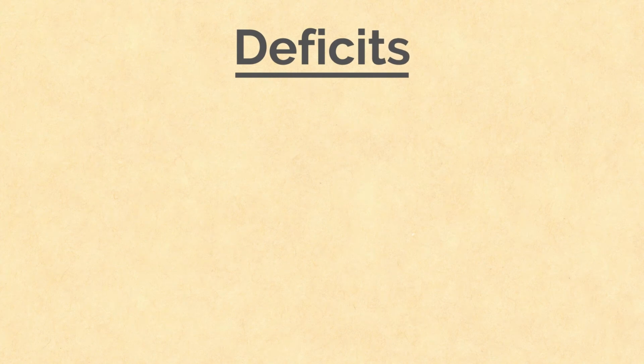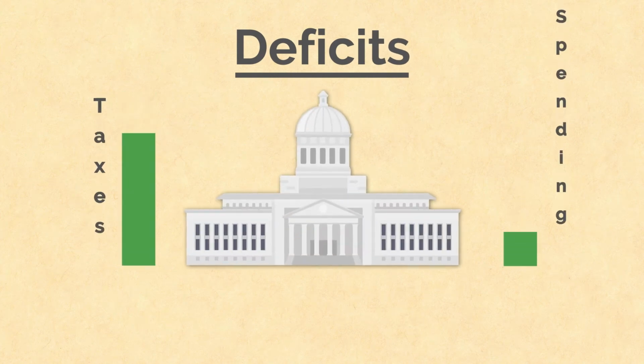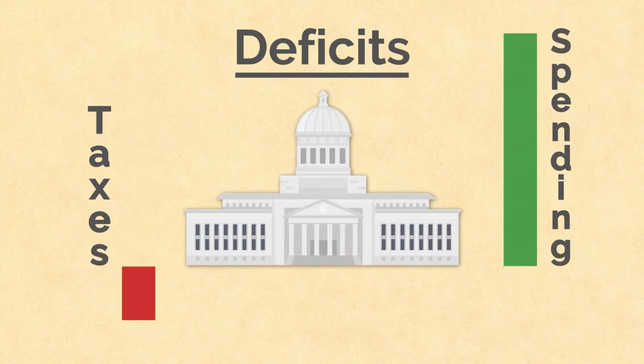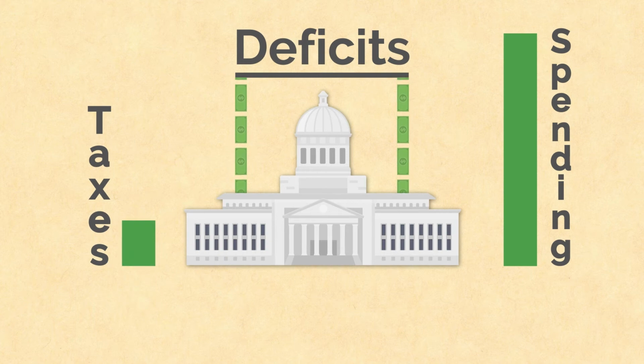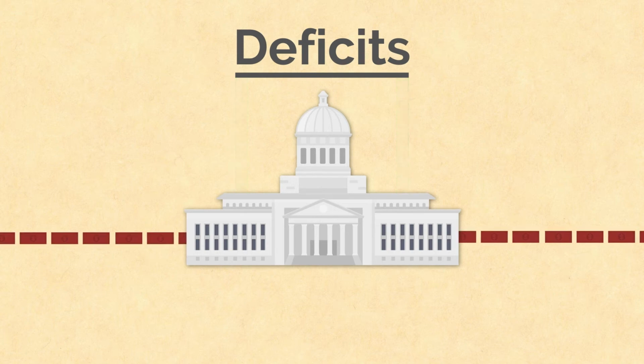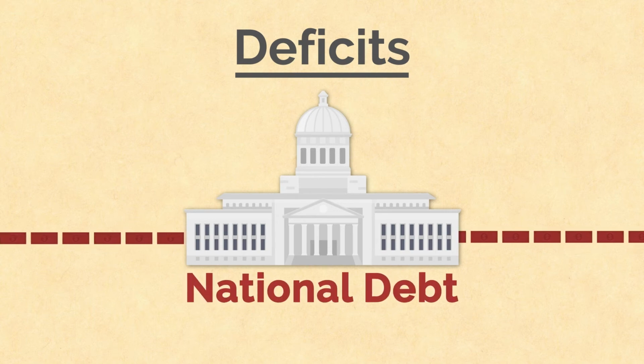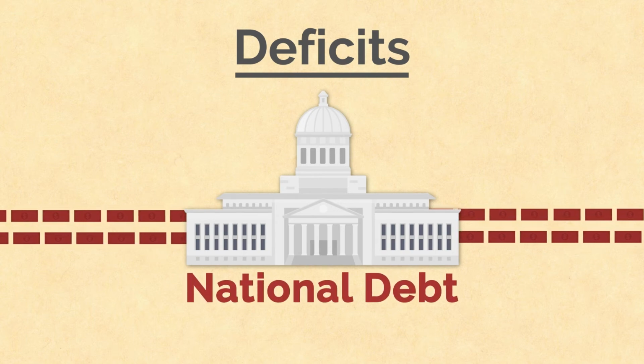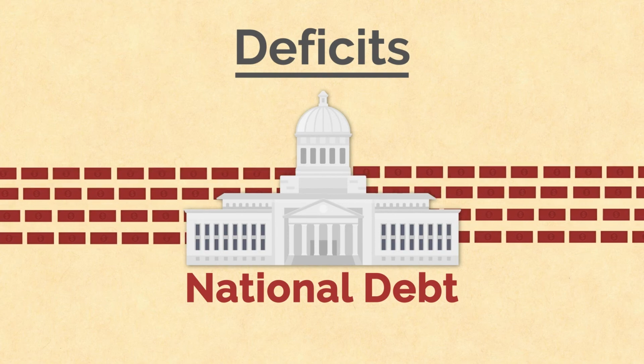Deficits. If the budget spends more than the government gets from taxes, we say that the budget has a deficit. If there is a deficit, then the government will need to borrow extra money to pay for everything. When you borrow money, you need to pay it back later. When the government borrows money, the government also has to pay it back. The amount of money that the government needs to pay back is called the national debt. The national debt is all of the deficits from past years added together.